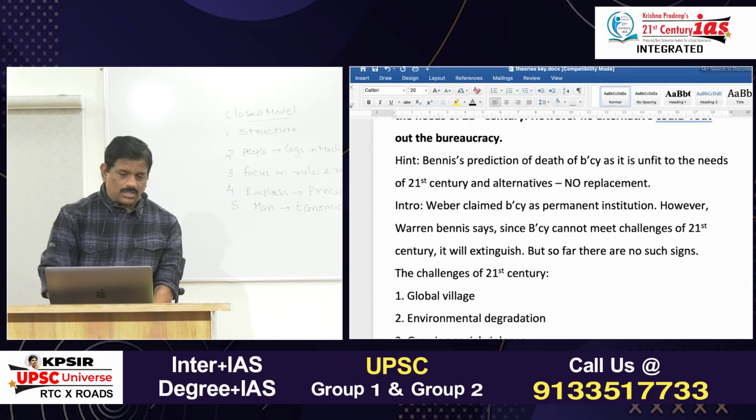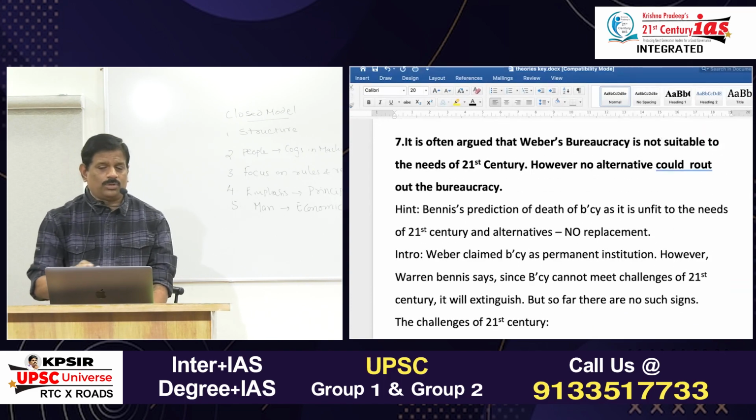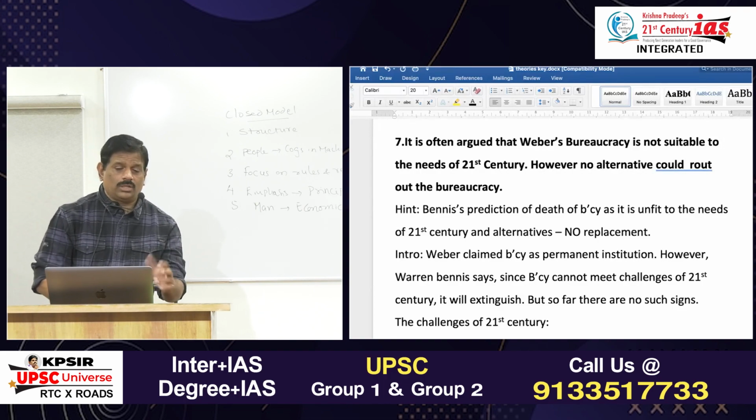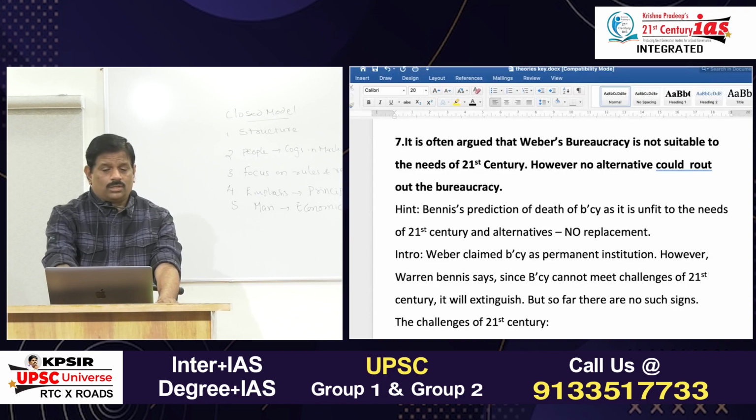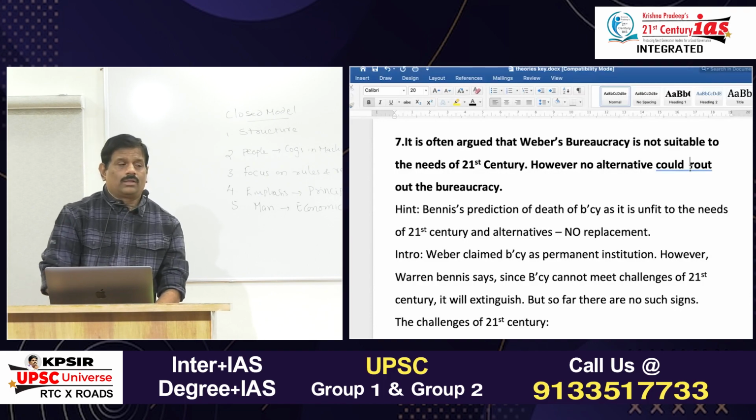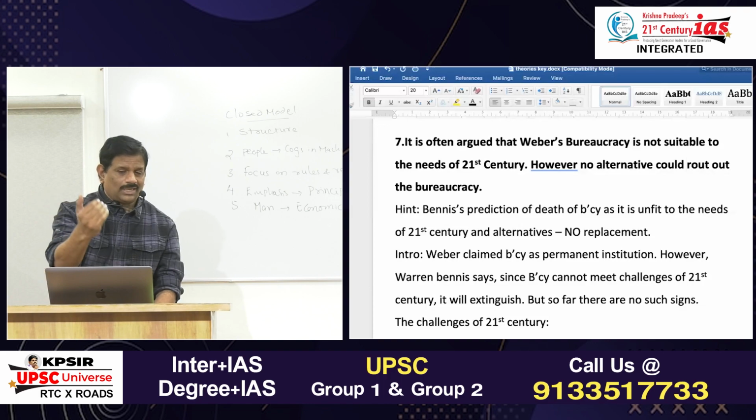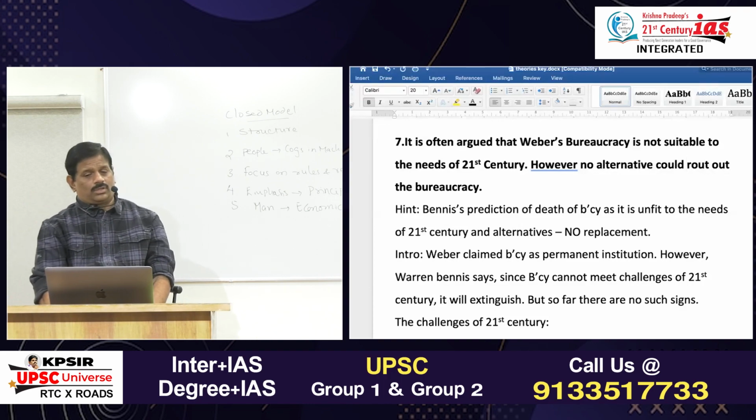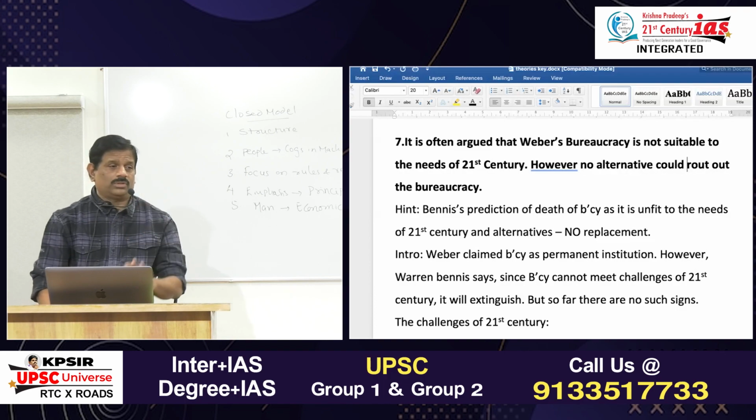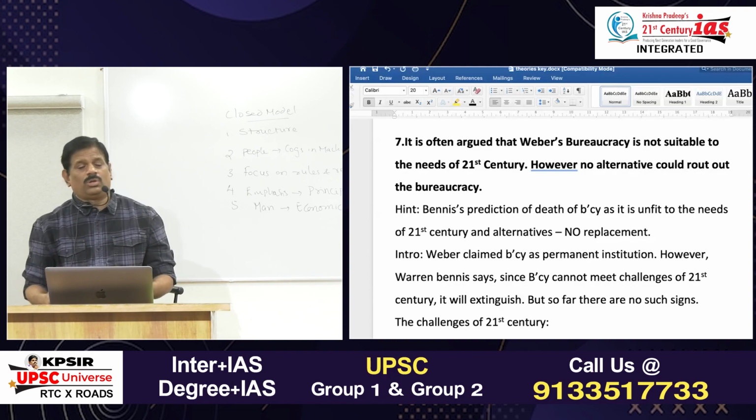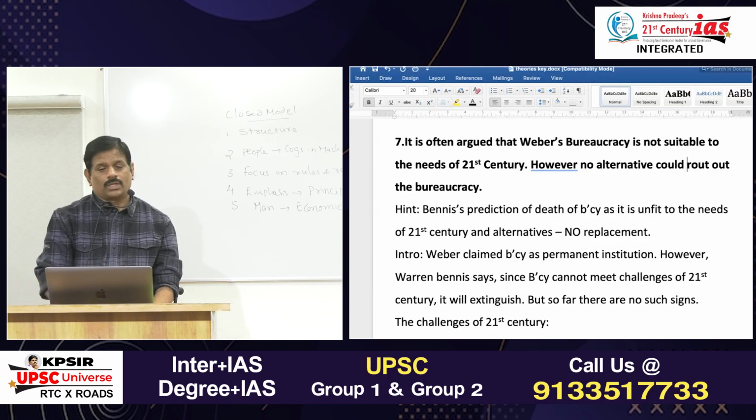And the 7th question is, it is often argued that Weber's bureaucracy is not suitable to the needs of the 21st century. However, no alternative could root out the bureaucracy. So as I told you, bureaucracy will be replaced with more adaptive organizations. That aspect is being insisted in this question. No organization could root out the bureaucracy. So the first statement is saying bureaucracy is not suitable to the needs of the 21st century. Therefore, the second statement, it will be replaced with the alternative organizations.